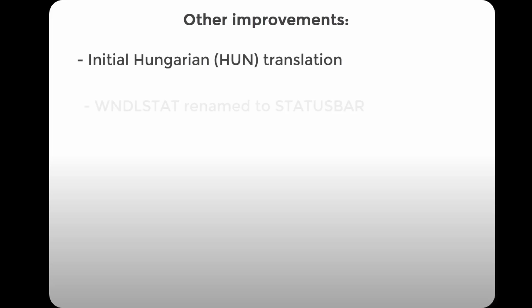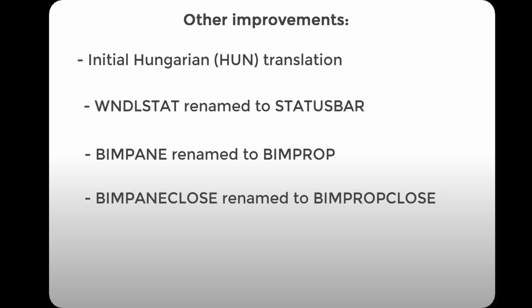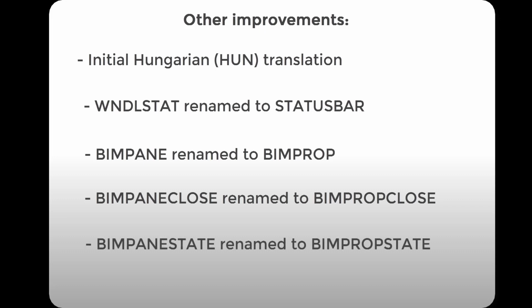And at the end, I want to briefly mention all other improvements. Initial Hungarian translation of IntelliCAD is available now. WNDLSTAT system variable renamed to STATUSBAR. BMPANE command renamed to BMPROP. BMPANECLOSE command renamed to BMPROPCLOSE, and BMPANESTATE system variable renamed to BMPROPSTATE.